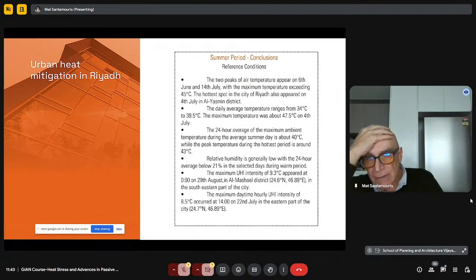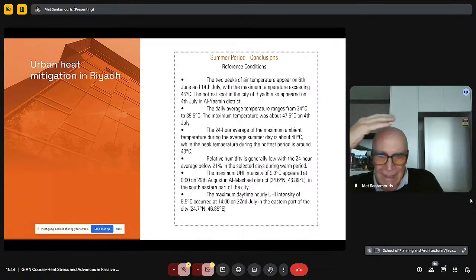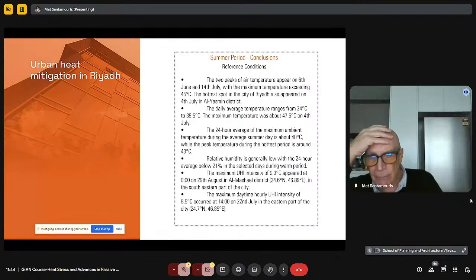during the summer period there are two peaks of air temperature which appear during the June period, with a maximum temperature which exceeds 45 degrees. And we know that the hot spots appear in some parts of the city, the Al Yasmin district, which presents very high density. The daily average temperature was between 34 and 39.5 degrees. The maximum temperature was close to 45.7.